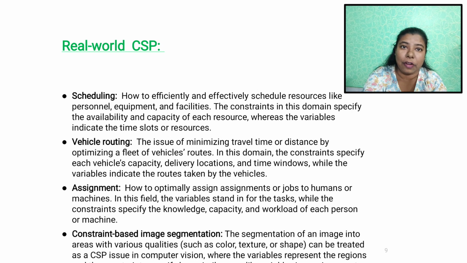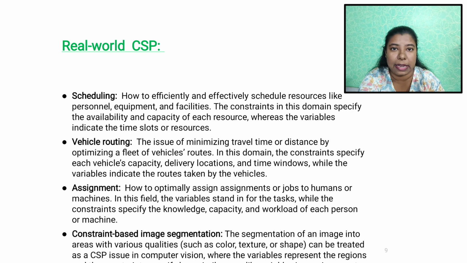Next, vehicle routing. For this issue, the goal is minimizing the travel time or distance by optimizing the fleet of vehicle routes. So in this domain, what are the constraints? Constraints are the vehicle capacity, the delivery locations, and the timing windows. That means we need to go from one spot to another, whatever the distance, whatever the time, and how many vehicles are allowed on that road; those are the constraints.